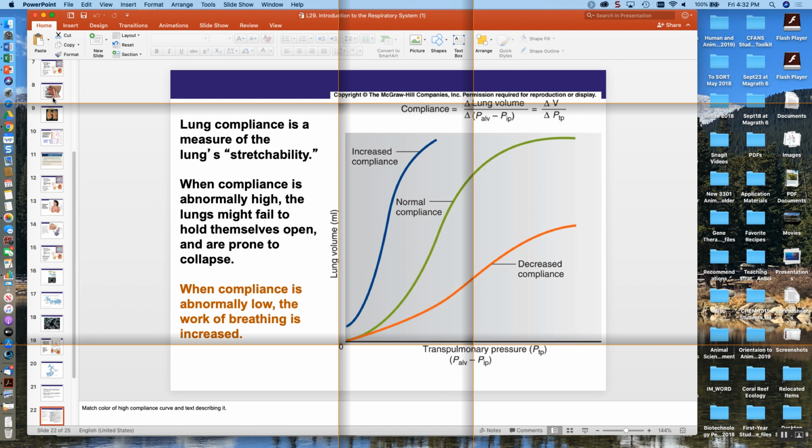Now, going back to the lung itself, you all know about transpulmonary pressure now. I just don't want to forget this. If this is the normal curve, this is cystic fibrosis. Cystic fibrosis causes low compliance in the lung. Blue is emphysema. Emphysema causes high compliance in the lung. You would think that was a good thing. It is not. Emphysema is a horrible disease.